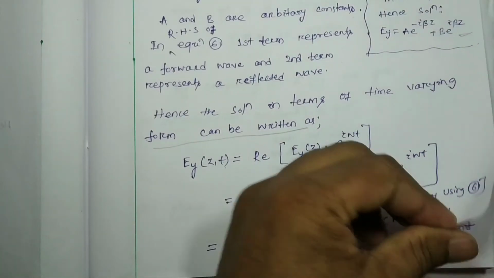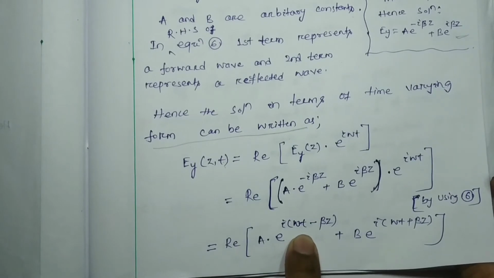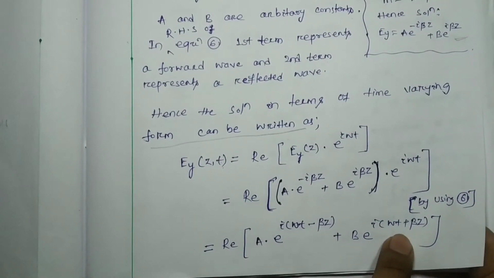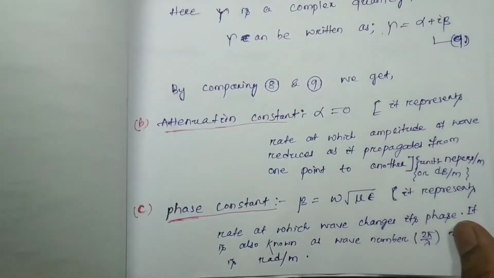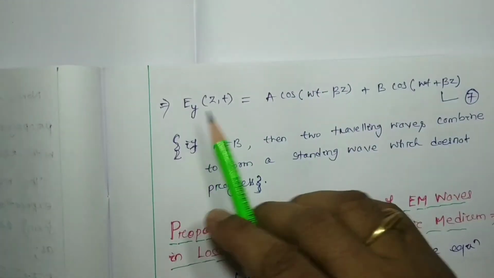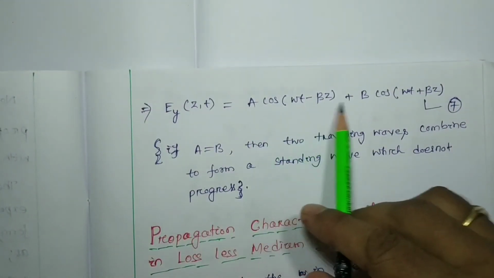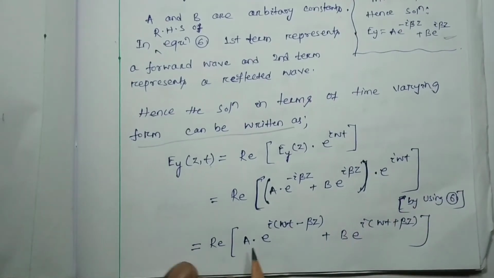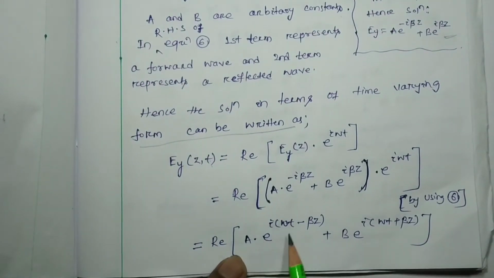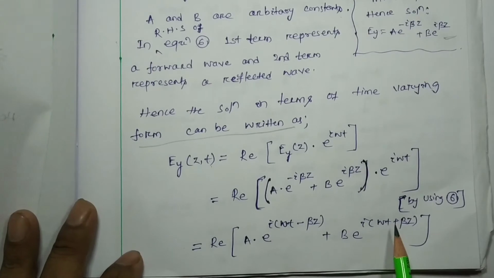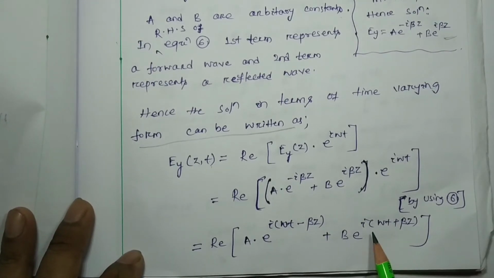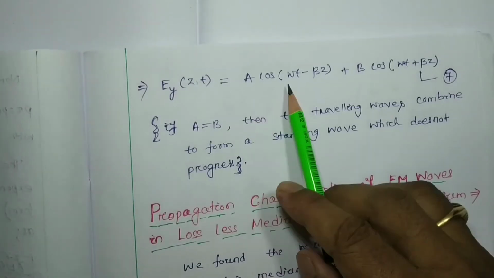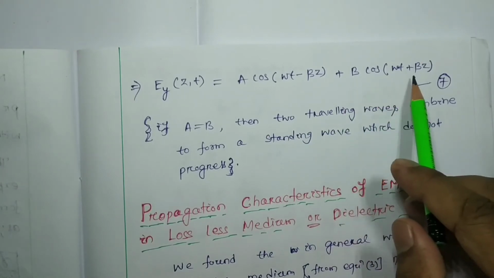A further simplification by considering cos(omega t minus beta z) plus i sin(omega t minus beta z), and here also if we consider the cos and sine functions, then we can get Ey(z) will be equal to A cos(omega t minus beta z) plus, by considering only the real part. You just do it in your rough. Here we can get real part and imaginary part, but considering only the real part, we can find A cos(omega t minus beta z) plus B cos(omega t plus beta z).